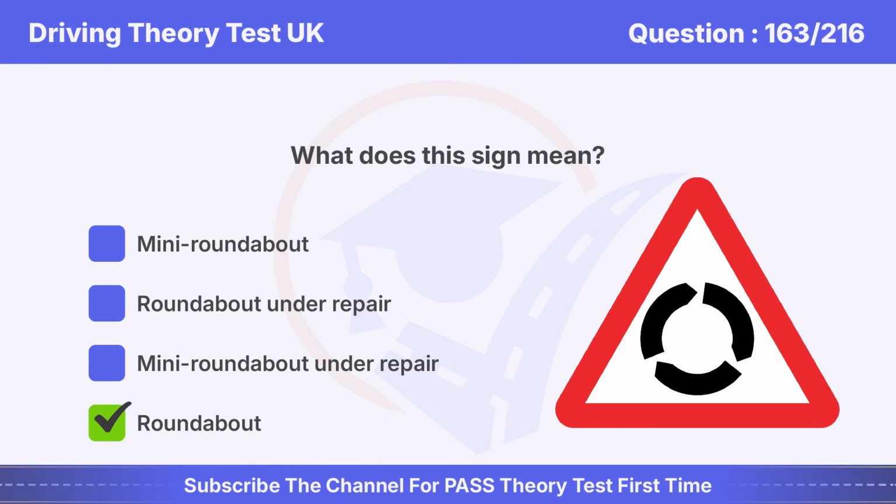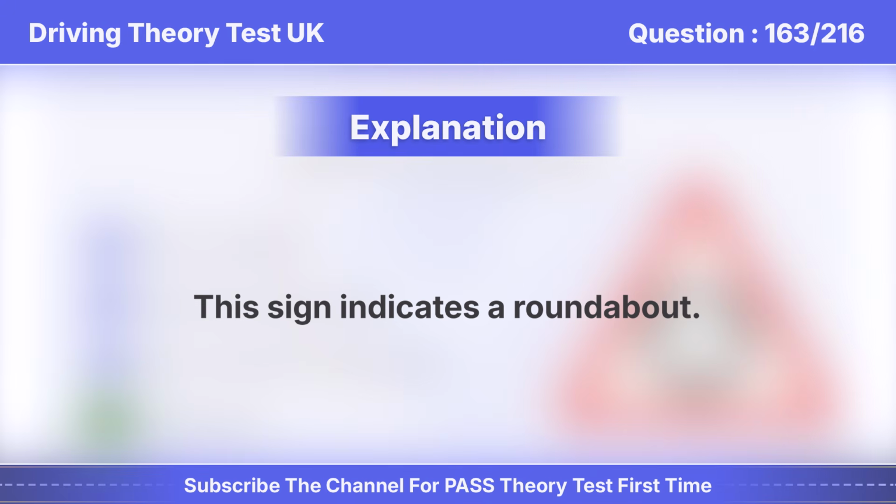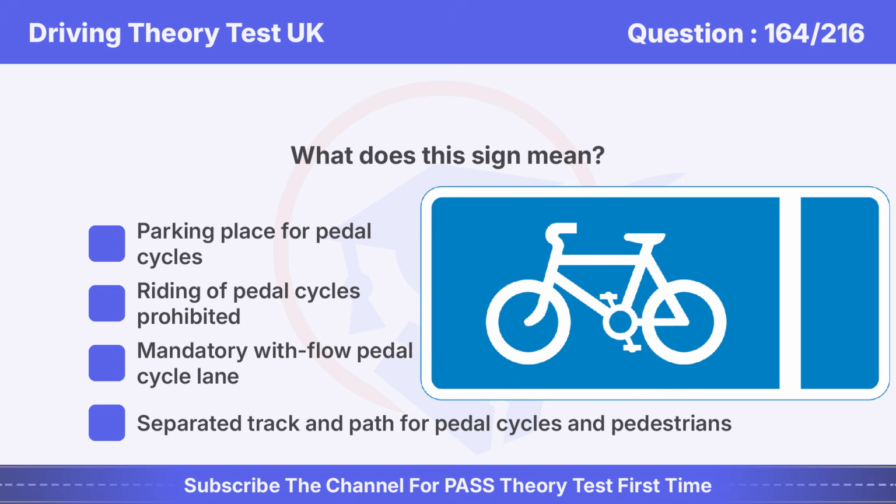Answer is D. Roundabout. This sign indicates a roundabout. Question 164. What does this sign mean?